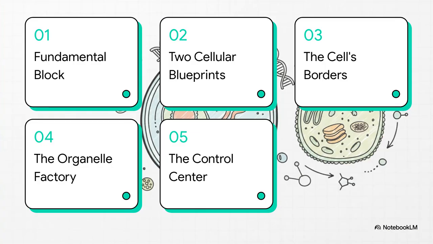So here's our roadmap for the tour. First, we'll cover the big, foundational idea. Then we'll check out the two main designs life uses for cells. After that, we'll actually cross the cell's borders, explore the factory floor inside, and finish up at the central command center. You ready? Let's go.